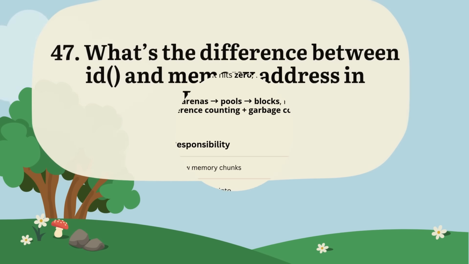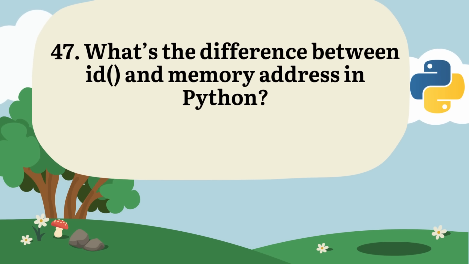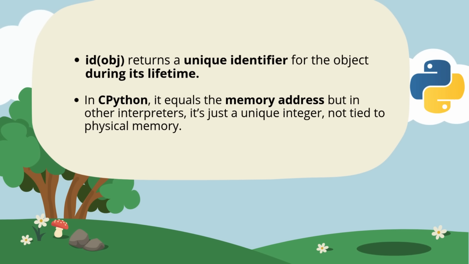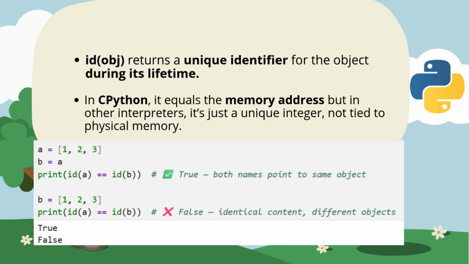Next, what's the difference between the id function and the memory address in Python? The id function returns a unique identifier that in CPython usually, but not always, matches the memory address, while in implementations like PyPy, it may not correspond to a real address.